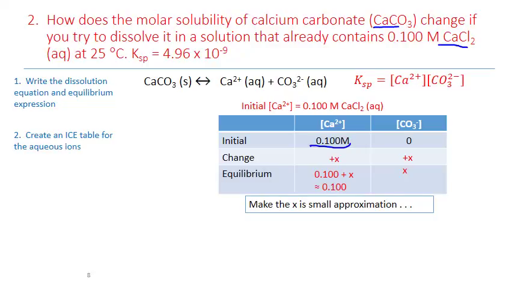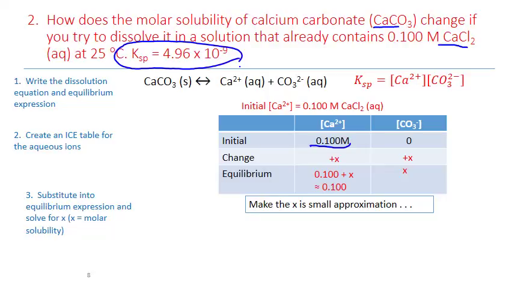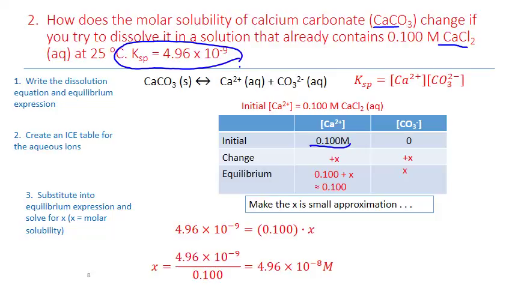Now we make the x is small approximation because our KSP value is so small. So that will simplify our math if instead of 0.100 plus x, we can substitute 0.100 into our equilibrium expression. So we end up with 4.96 times 10 to the negative 9, our KSP value, equals 0.100 times x. We solve for x by dividing both sides by 0.100, and we get a molar solubility of our calcium carbonate compound in a calcium chloride solution of 4.96 times 10 to the negative 8 moles per liter.